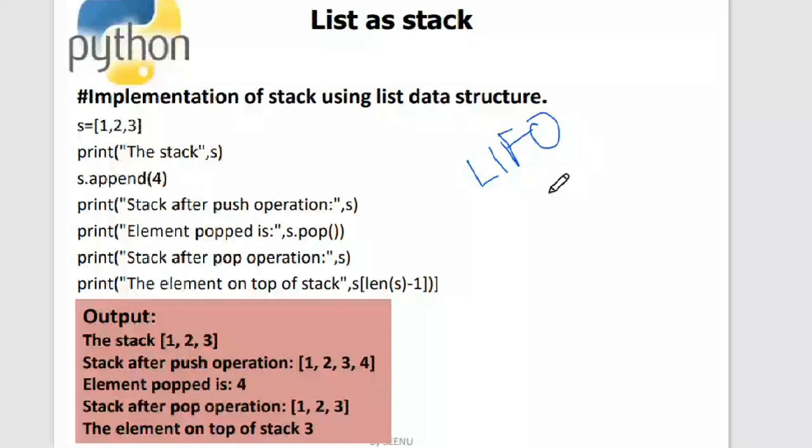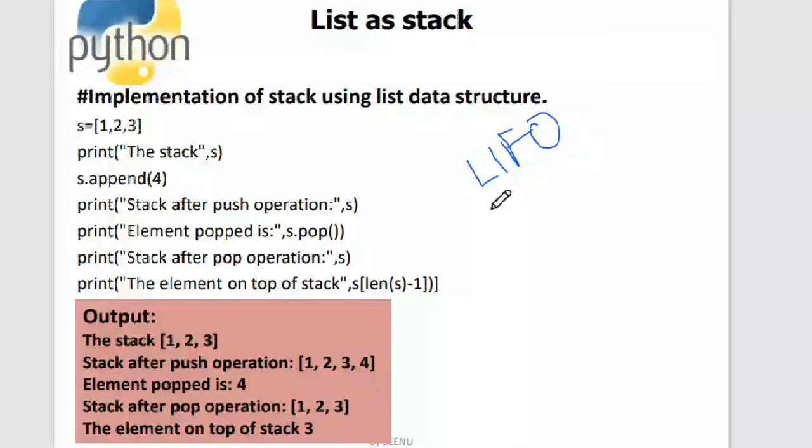And how are you implementing it? A stack using the list data structure is implemented by taking two methods. The first method is the append method. The append method is used to insert the data at the end of the stack, and the pop method without arguments is used to delete an element from the stack. This is what we have seen in the previous class.